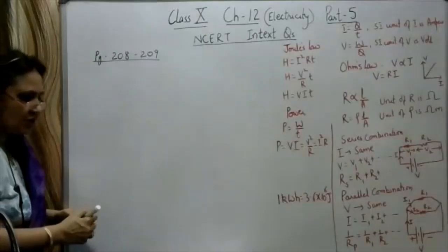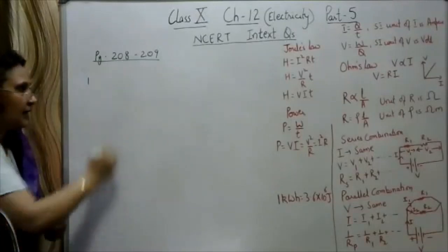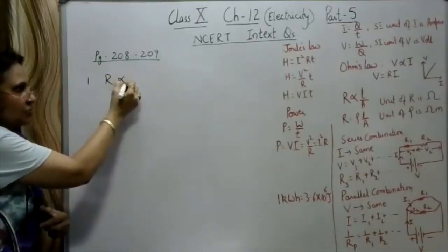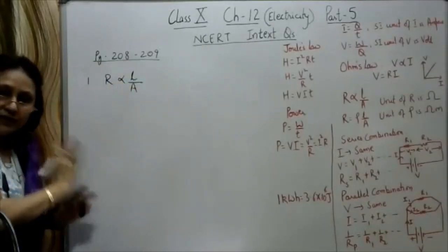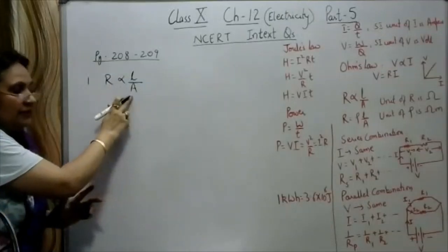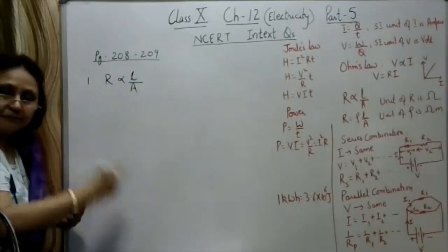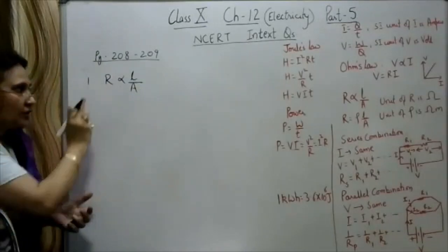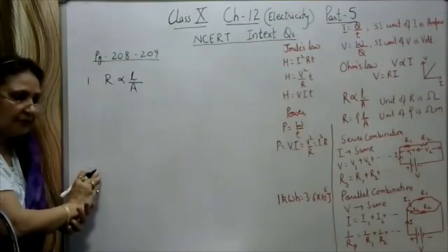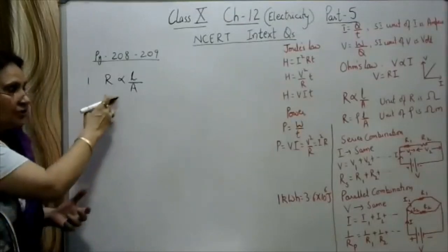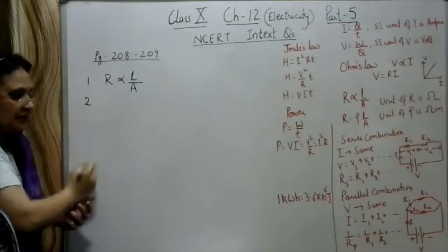Then there are a few unsolved questions on page number 209. The first question is: on what factors does the resistance of a conductor depend? Resistance is directly proportional to the length of the conductor and inversely proportional to the cross-sectional area, for a given conductor. But if the material of the conductor changes, then it depends upon the nature of the material also. Also, if the temperature changes, then the resistance changes. So resistance depends upon length, cross-sectional area, the nature of the material, different materials having different resistances, and also the temperature. If the temperature increases, the resistance of a conductor increases.